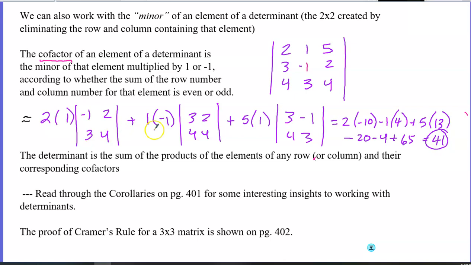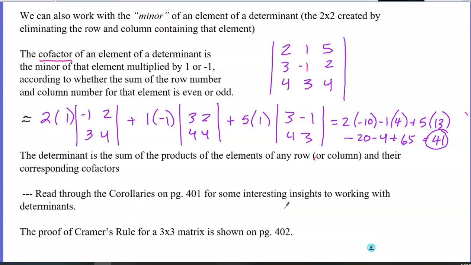So this sounds more complicated than it actually is. Most people, when they're doing this, just look at it and go 2 times this determinant, boom, 1 times that determinant, but that middle one is a negative. They get used to that rule. So most people find doing the determinant of a 3 by 3 easiest to do by hand using this method, okay? If you want to read about some cool corollaries, they're on page 401 in your book, and they can just show you how you can work with 3 by 3 determinants.